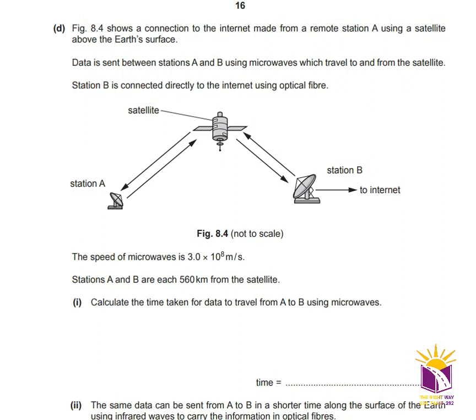Figure 8.1 shows a connection to the internet made from a remote station A using a satellite above the Earth's surface. Data is sent between station A and B using microwaves which travel to and from the satellite. Station B is connected directly to the internet using optical fiber. The speed of microwaves is 3 × 10^8 meters per second. Station A and B are each 560 km from the satellite. This distance is 560 km and this distance is also 560 km.